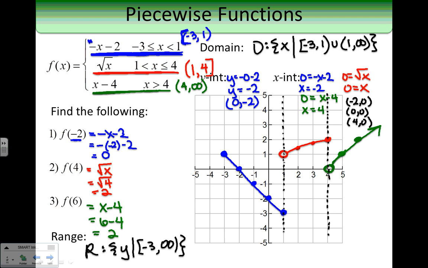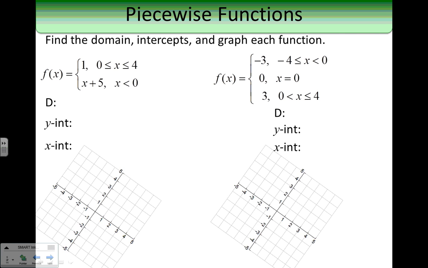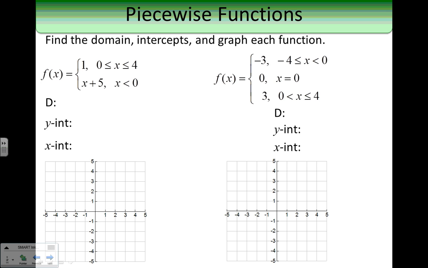Okay, so what I want you guys to do right now is we have 2 more piecewise functions. I want you to do these 2 on your own and be prepared to share and discuss when you come to class. So when you come to class next, these should both be done, and I will call on some people to share out after you have discussed it with your groups for a couple of minutes.